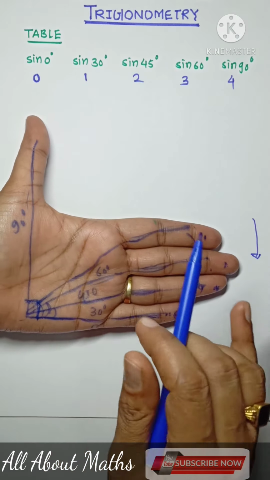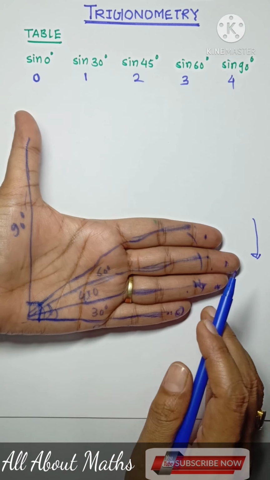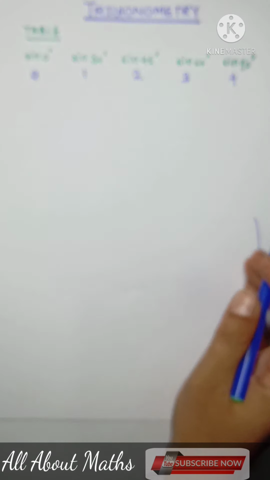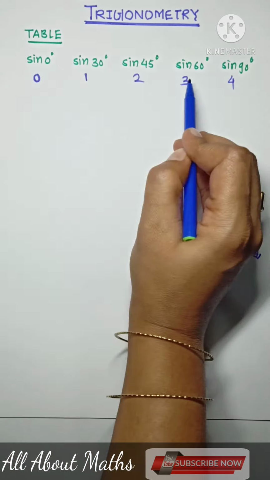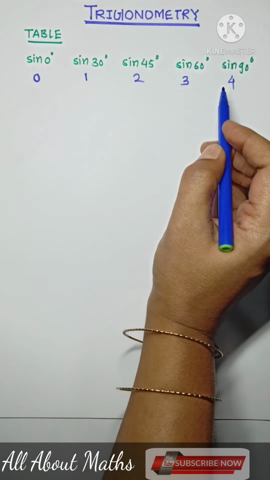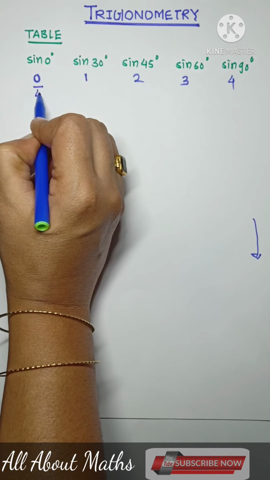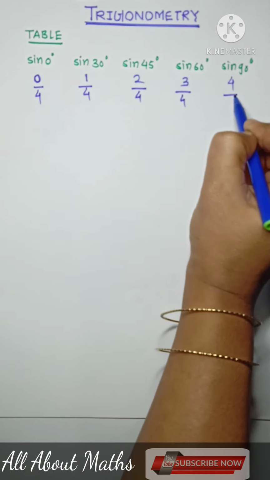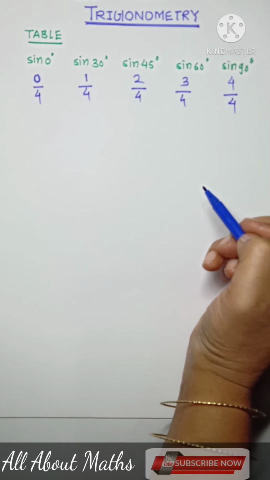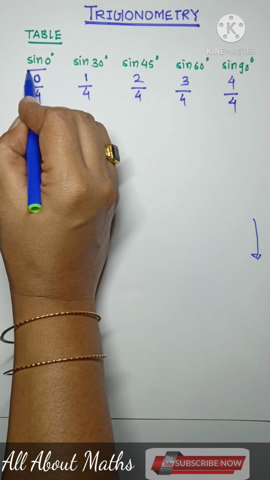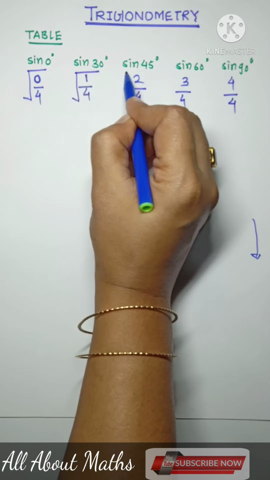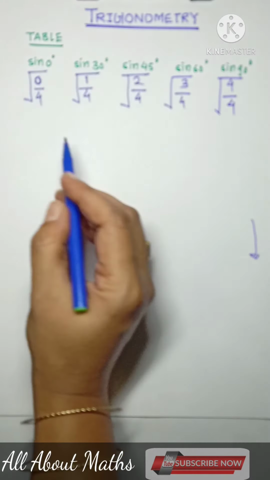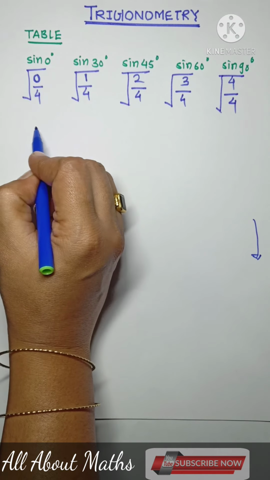This is the hand method. It is a very easy method so that you can understand the sine values very easily. Now what we have to do, we got 0, 1, 2, 3, 4 in our sine values. We have to just put 4 in the denominator, right? Now take the square root of all. Take the square root, 0/4 is 0.